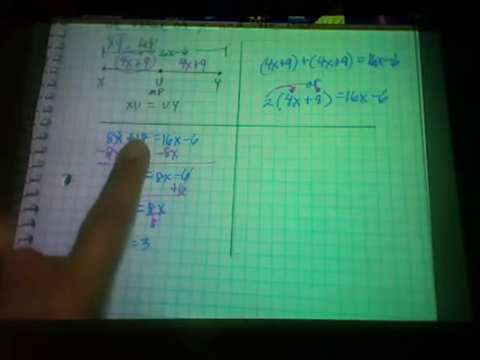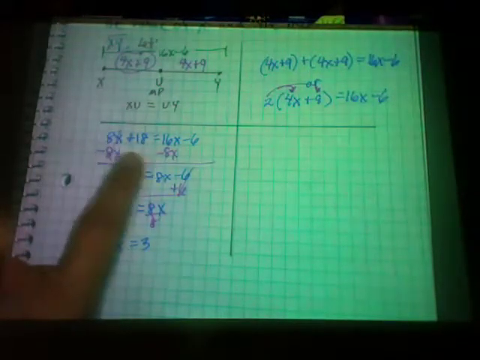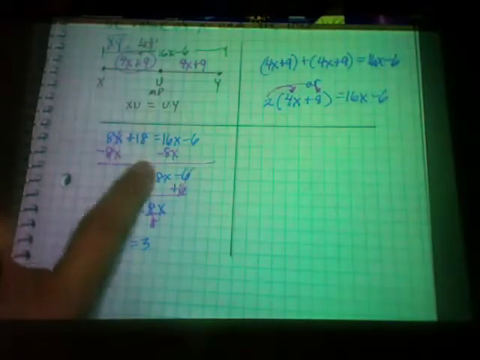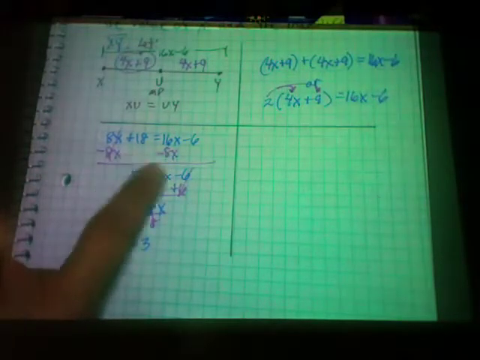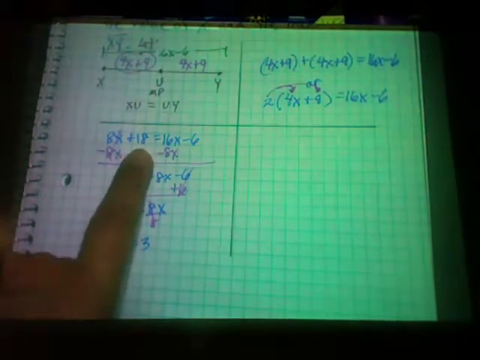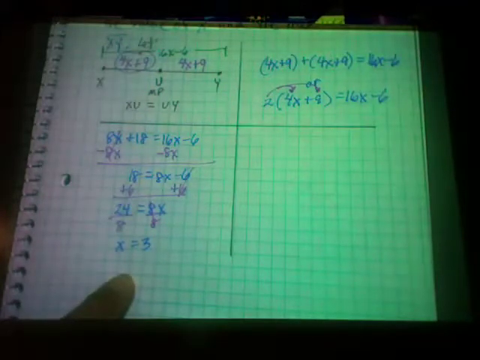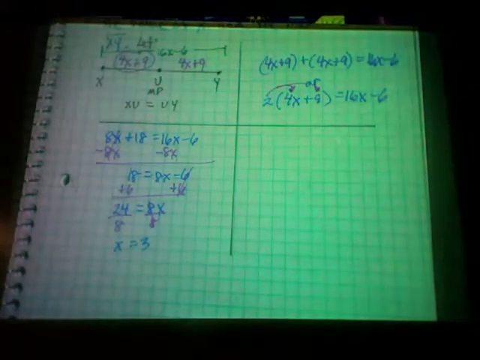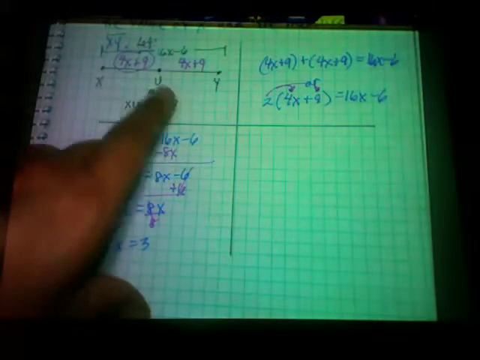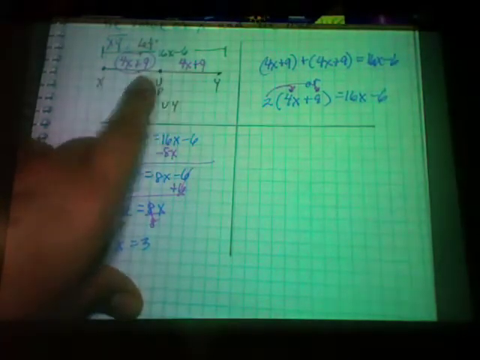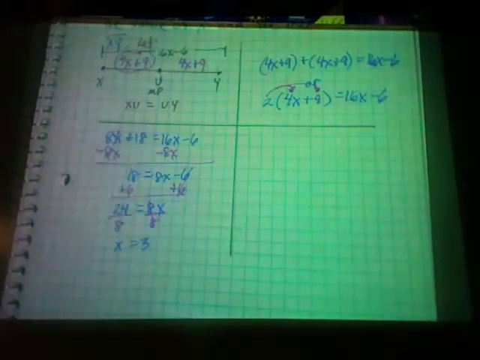But what might have happened here that you might not want to use this? What might you have done here? You might have made a mistake. Of course, if you made a mistake here, more than likely you would not have gotten x is equal to 3. And then couldn't you plug in x is equal to 3 into this up here to see if you do get equal segments? So you can check your answer.